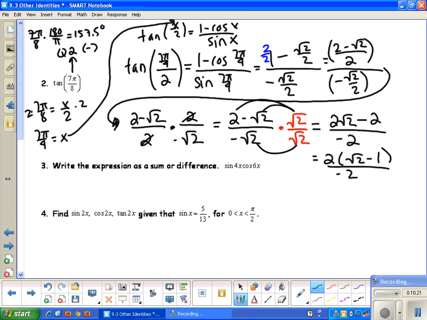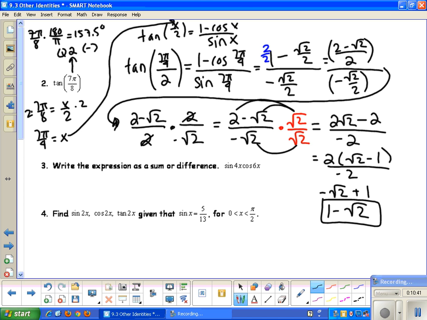And so when I do that, 2 divided by negative 2 is negative 1, so we get negative root 2 plus 1, or if we rewrite it, 1 minus root 2. And this would be my solution, and you can write that either way. Usually I like to write the positive number first. So that would be the exact value of the tangent 7 pi over 8.